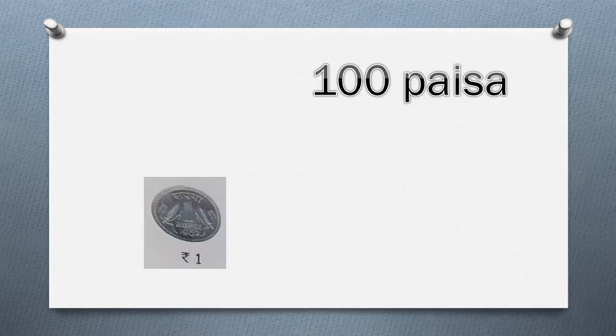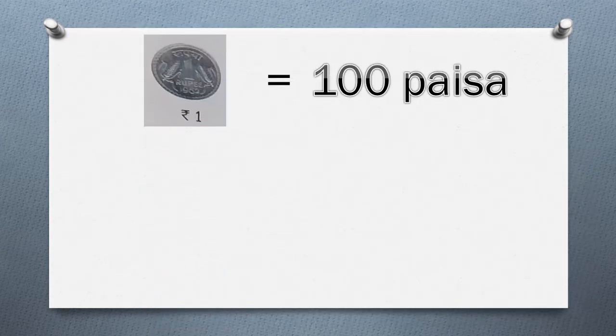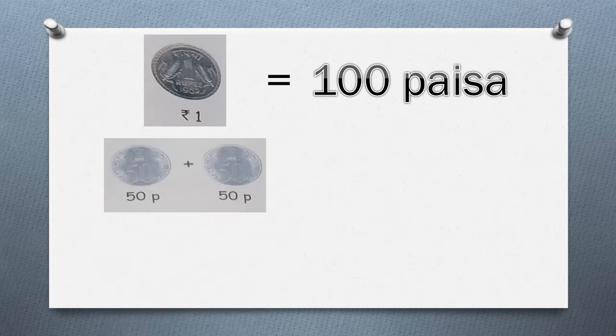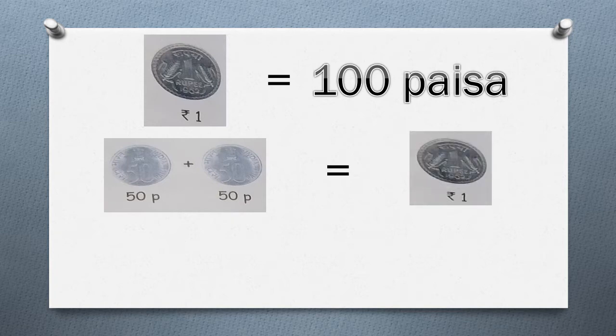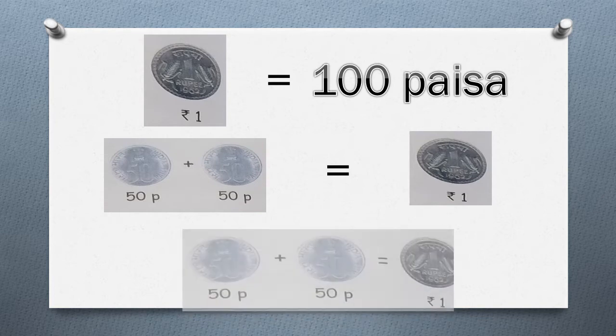Say 1 rupee is equal to 100 paisa. Then 100 paisa is equal to 1 rupee. So 50 paisa plus 50 paisa is equal to 1 rupee.